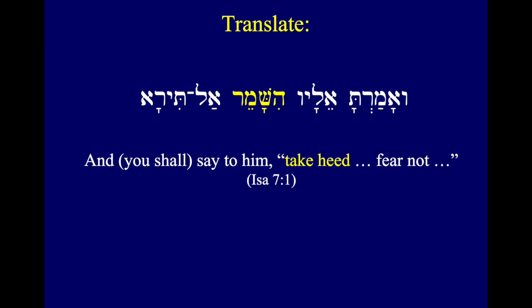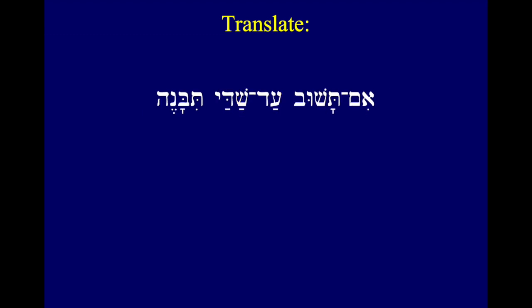And you shall say to him, Hishamer, watch yourself. It means take heed, like be careful is kind of what this means in Hebrew. Hishamer, this Niphal imperative of the verb shamar. Watch out, take heed, be careful. Al tira, don't fear, don't worry. This is the beginning of the prophecy of the Emmanuel in Isaiah 7.